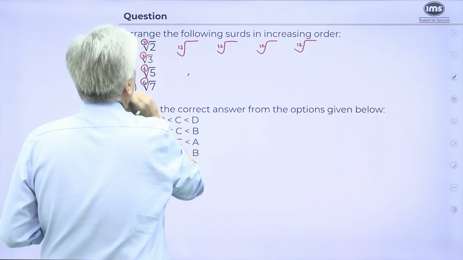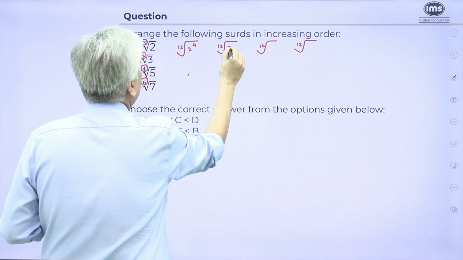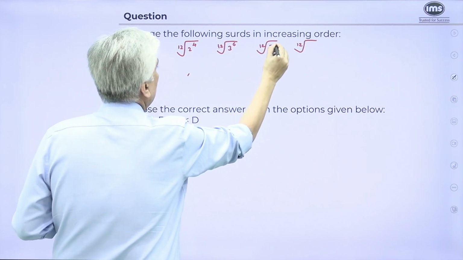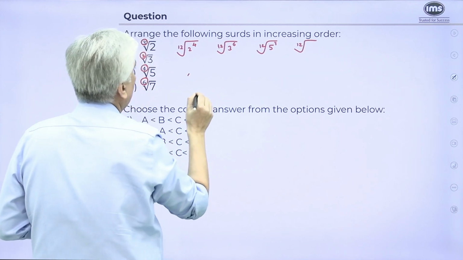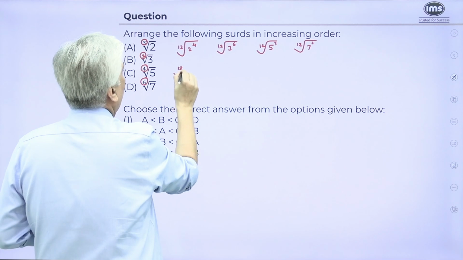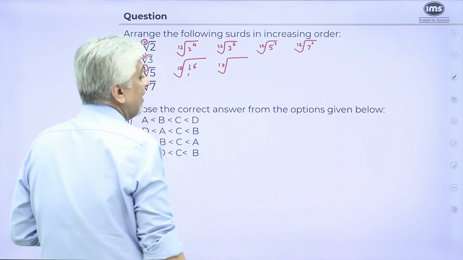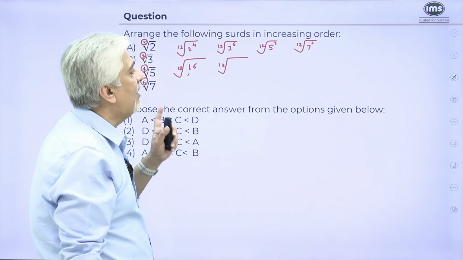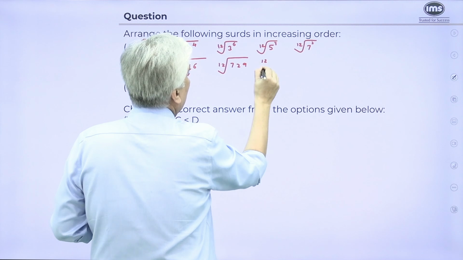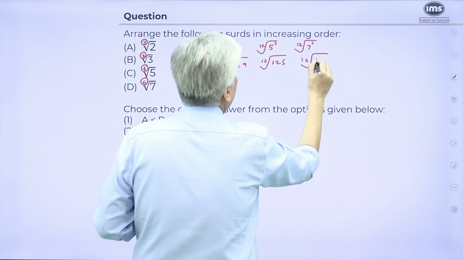Now 3 goes 4 times, so this will become 2 raised to 4. 2 goes 6 times, so this becomes 3 raised to 6. 4 goes 3 times, so this becomes 5 raised to 3. And 6 goes 2 times, so this becomes 7 square. 2 raised to 4 is 16. 3 raised to 6: 3 raised to 3 is 27, and 27 squared is 729. 5 cube is 125. And 7 square is 49.